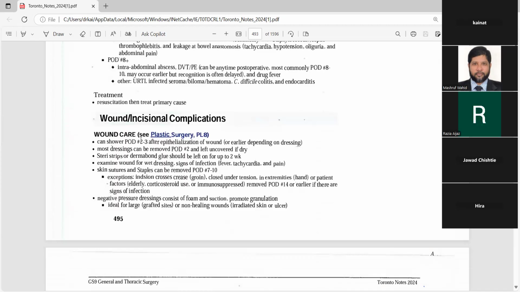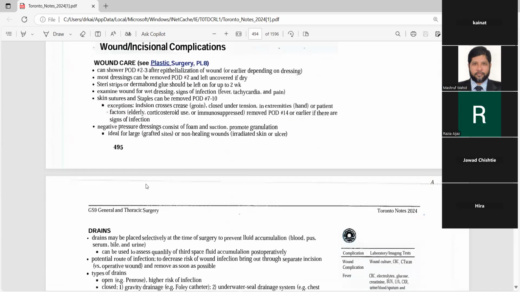Then comes wound and incision complications. This basically presents 2 to 3 days after epithelialization. So in this case, what you need to know is the differential diagnosis of the leakage or the fever. They can ask about wound care. Did you check the wound? What would you like to do in your examination? So checking for wound care, and what are you going to see in the wound?